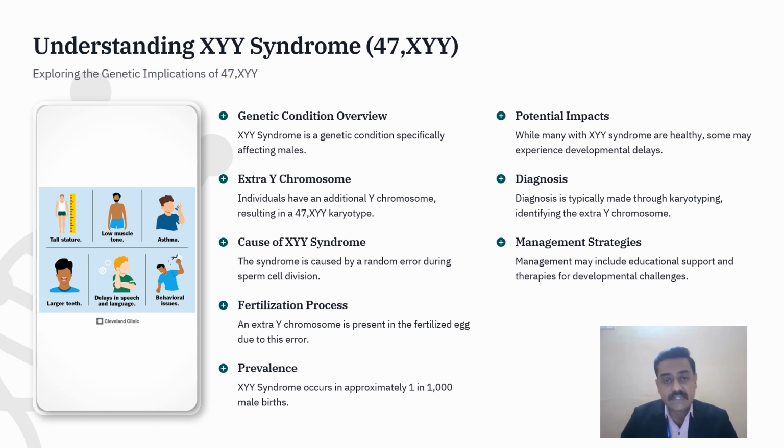This is a genetic condition specifically affecting males, and it is caused by a random error during sperm cell division. An extra Y chromosome is present in the fertilized egg due to this kind of error, and this occurs in approximately 1 in every 1000 male births.